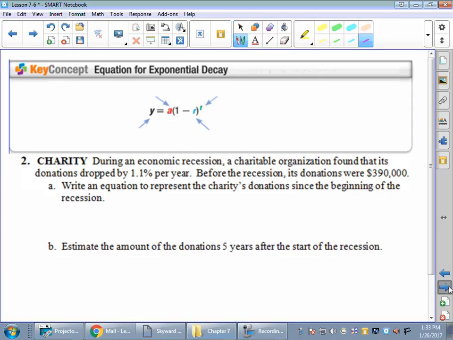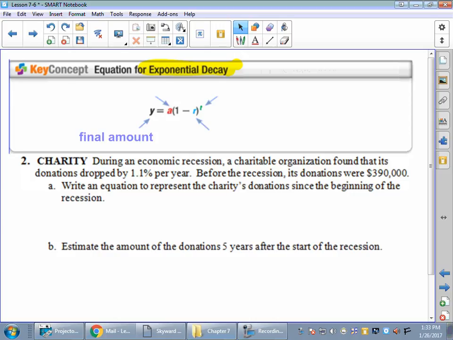Notice, first of all, let me highlight. There we go. Notice inside the formula, it's y equals a times the difference of 1 minus r to the t power. I've got to subtract. Doesn't it make sense that in decay we would subtract? The last one in growth we would add. So that's one way to keep them straight. Otherwise, this is an identical formula.